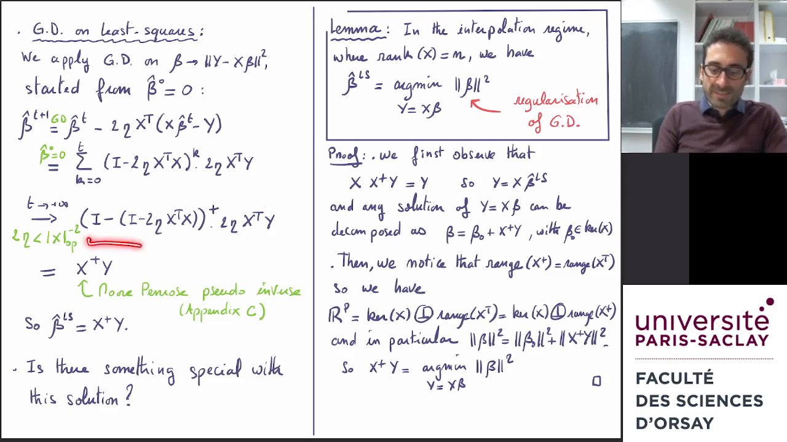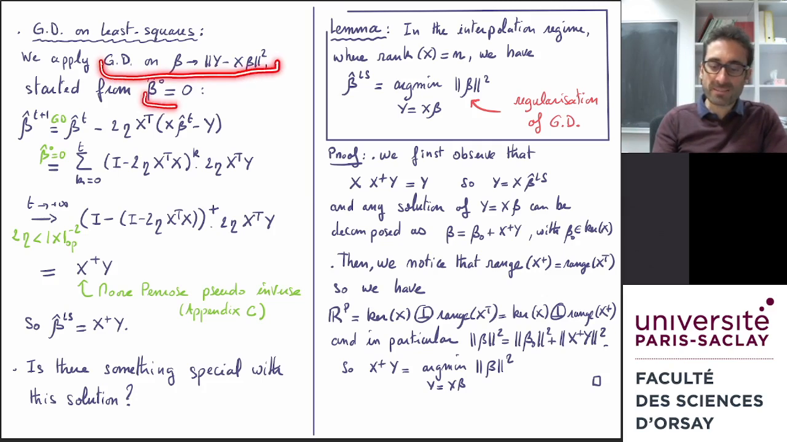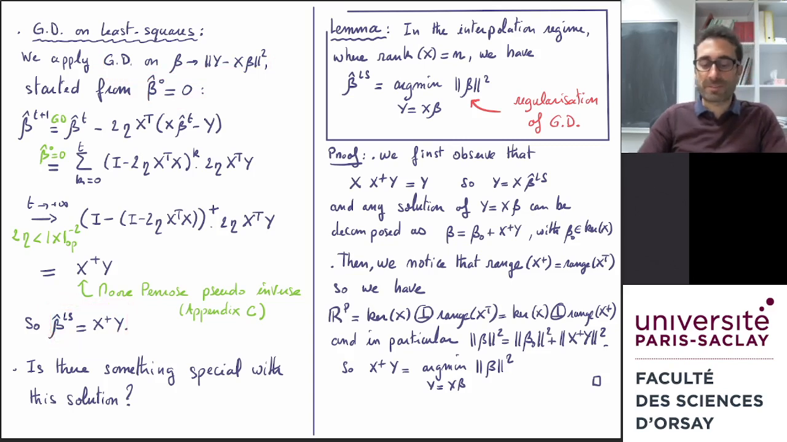At the end, this matrix looks a bit ugly, but it simplifies because here I have identity, here I have identity, so both of them will simplify. I just have 2 eta x transpose x plus, and here I have 2 eta x transpose. So all this simplifies. Again, just look at the SVD, and you end up with just x plus y, where x plus is the Moore-Penrose pseudo-inverse of x. So what we have seen is that if you do gradient descent on the least squares started from 0, you end up with a solution which is simply x plus y.